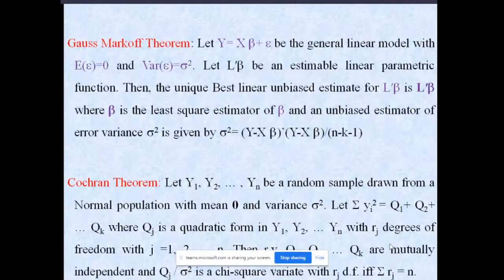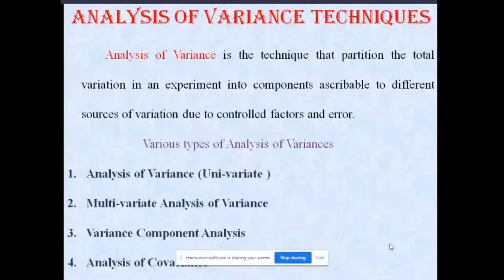We are also going to use one of the basic theorems called the Gauss-Markov theorem, which is the foundation for the analysis of variance and for the evaluation of the degrees of freedom. We are going to use Cochran's theorem, but I'm not going into much detail because I'm explaining with the problem solution itself, because it is very difficult for you to understand the statement of the theorem also. That's why I'm skipping that part.